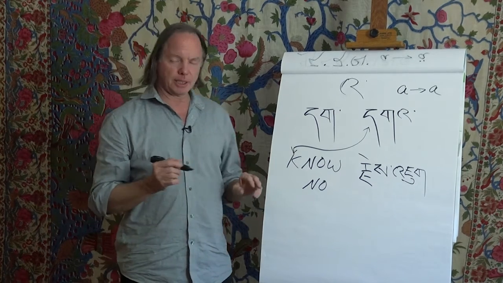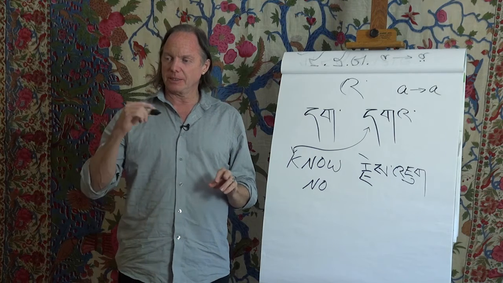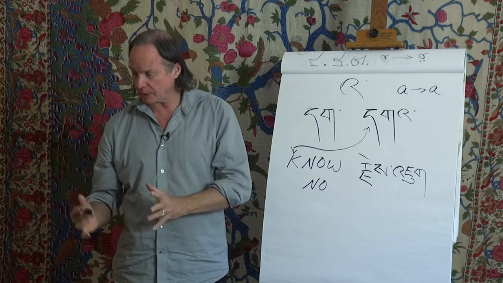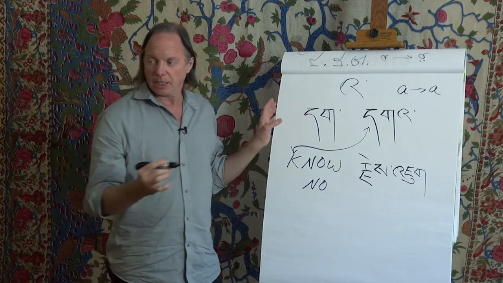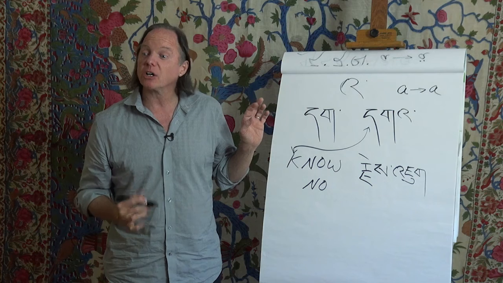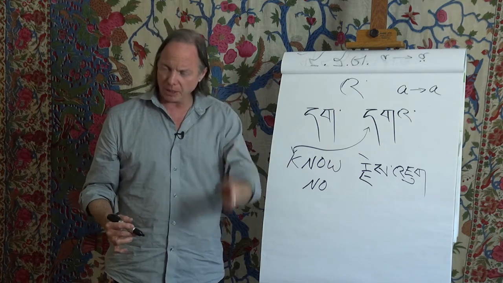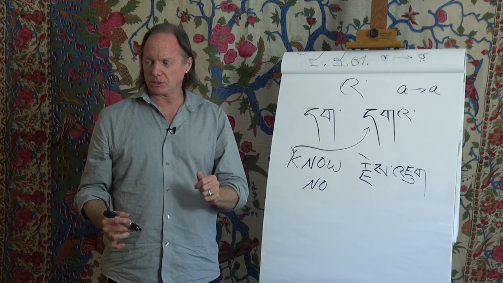For example, there's a naro, which is a completion symbol in Tibetan. It means end of sentence or end of thought. Like so, the Buddha says. That O is a finalizer. Like so, period. In the Heart Sutra, right?